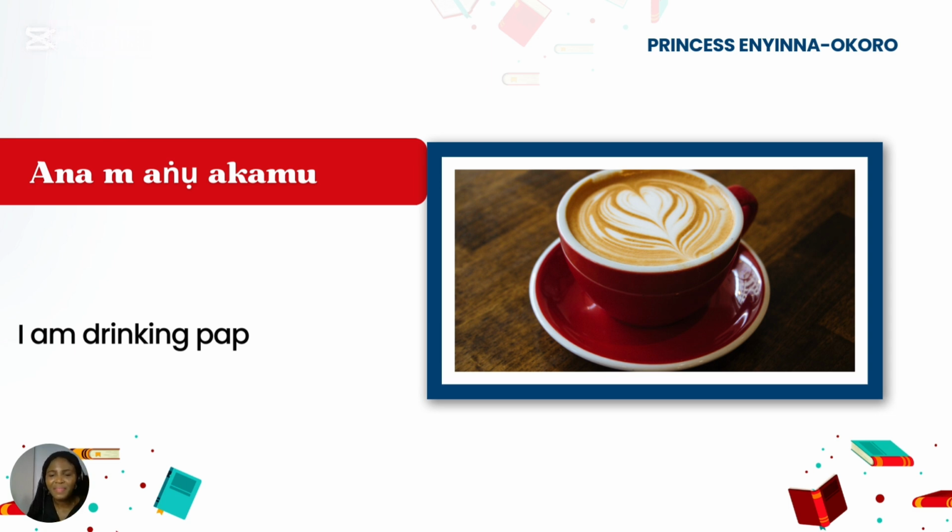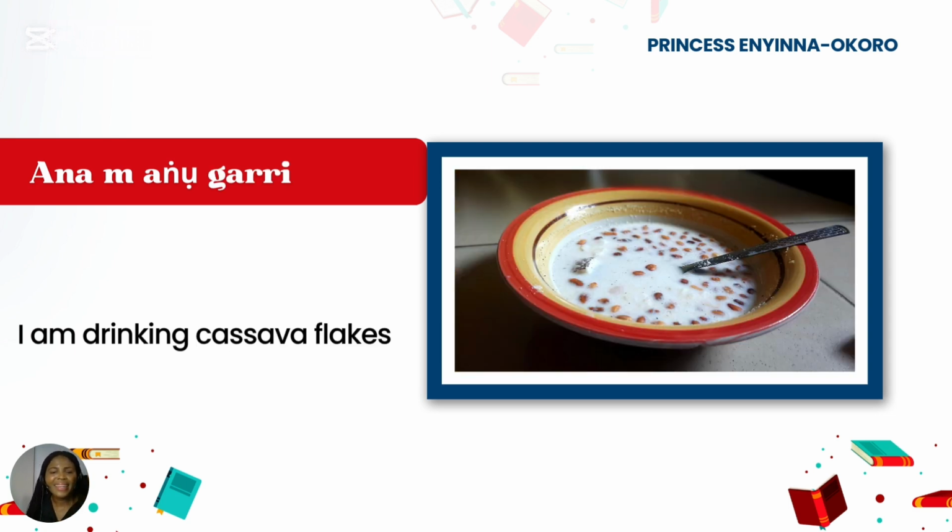Well done. Akamu. And this, very common in Nigeria. People just take it as a snack. Gari. How do we say I'm drinking gari? Or I'm drinking cassava flakes? We say ana m aṅụ gari. Let's say it again. Ana m aṅụ gari. Very good. I'm drinking gari.